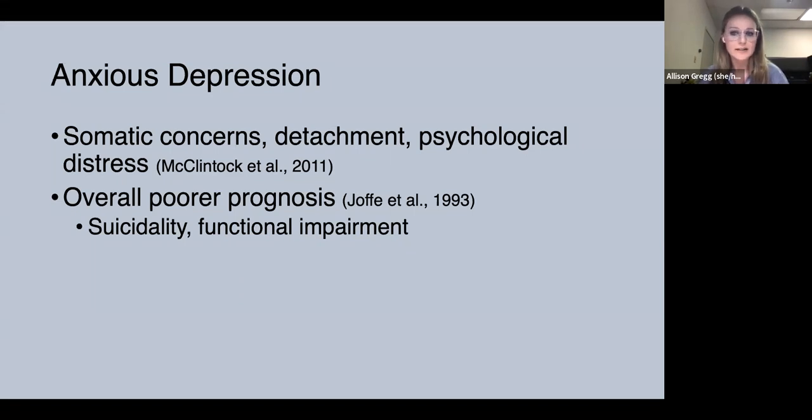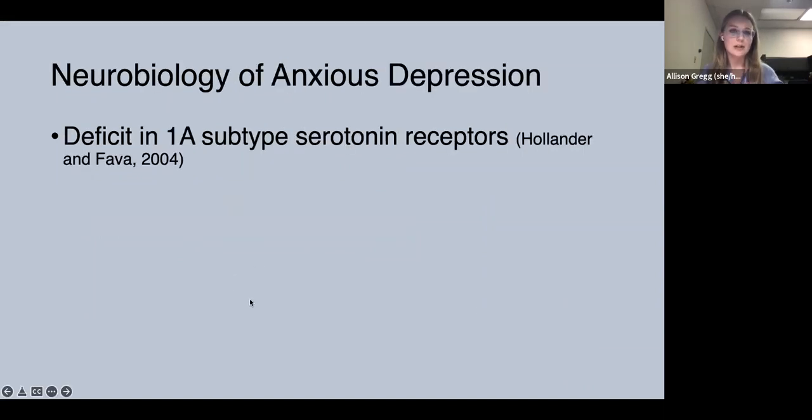And so the STARDY study that we mentioned earlier found that sociodemographic variables also differed between those with and without anxious depression. They found that those with anxious depression were more likely to be older, more likely to be unemployed, as well as to have lower levels of education as well. So then looking at the neurobiology of anxious depression, we see primarily a deficit in 1A subtype serotonin receptors.